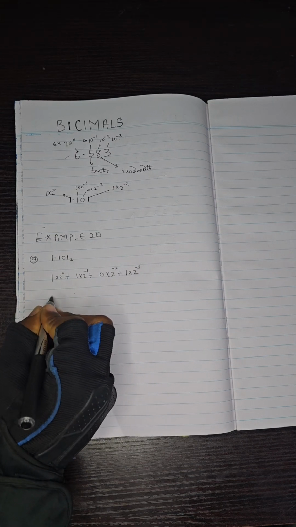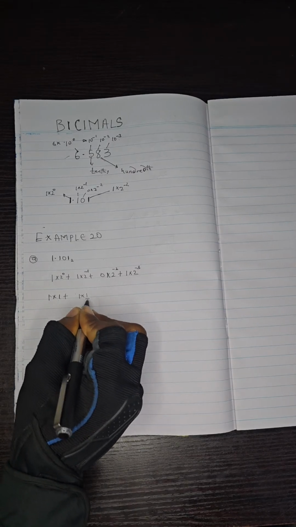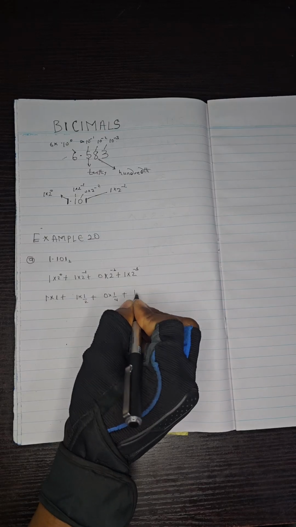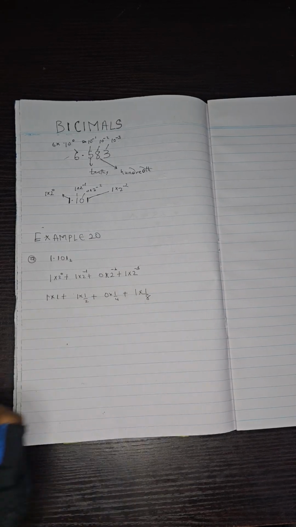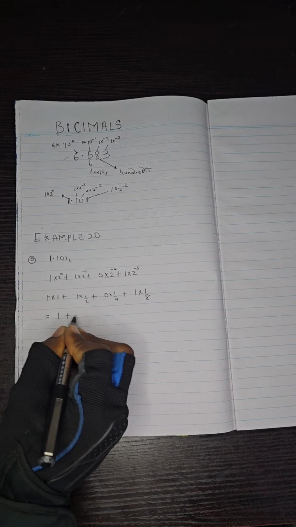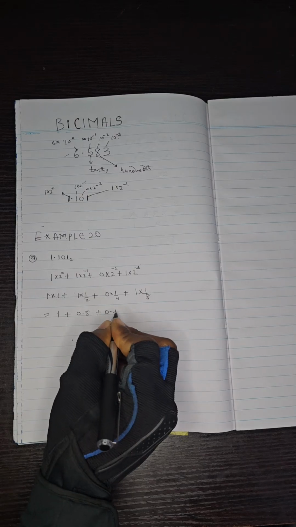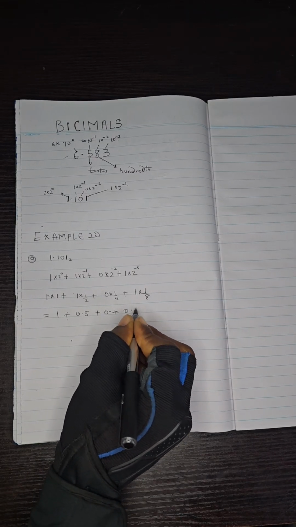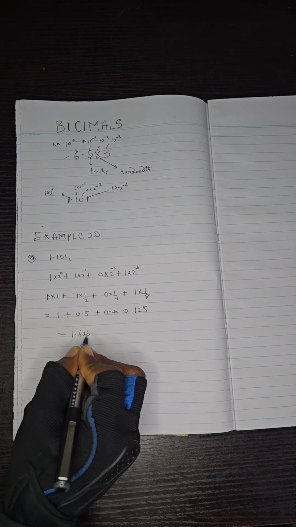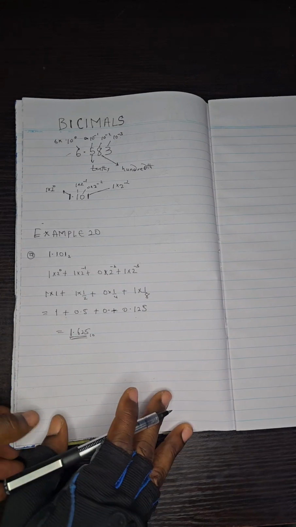So this will give you 1 times 1 plus 1 times 1 over 2 plus 0 times 1 over 4 plus 1 times 1 over 8. So by the time you add this, you are getting 1 plus 0.5 plus 0 plus 0.125. So everything will give you 1.625 in base 10. So let's solve the next example.